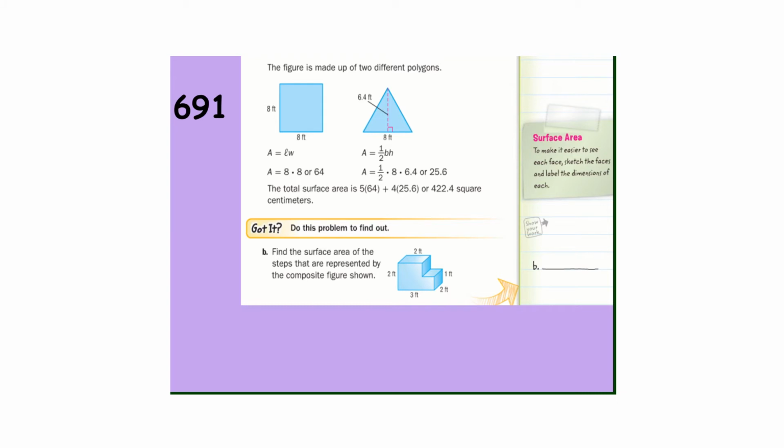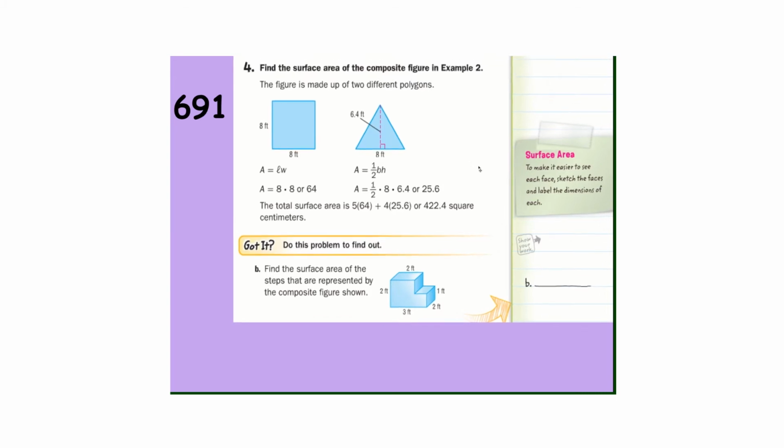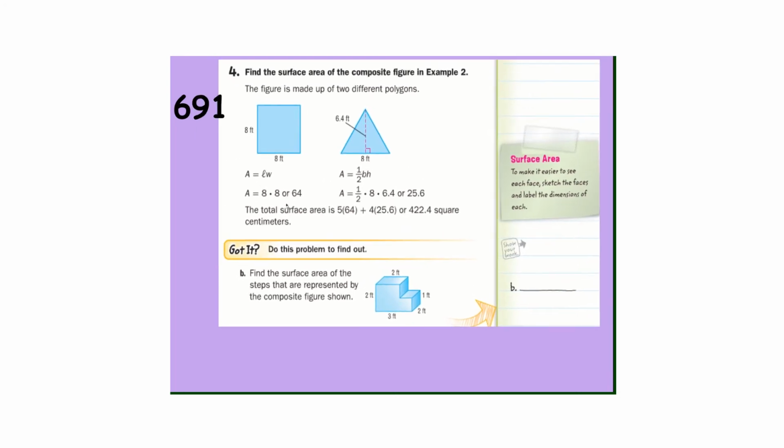Let me slide this down here a little bit. Find the surface area of this composite figure in example 2. So look back at example 2. We have a square and we have a triangle. So we have 64 and we have 25.6.